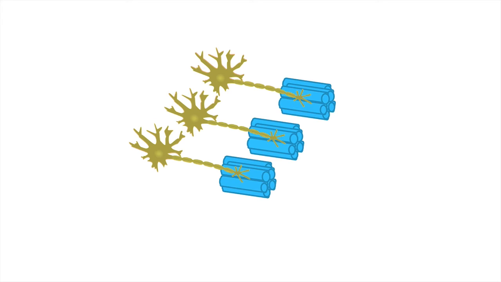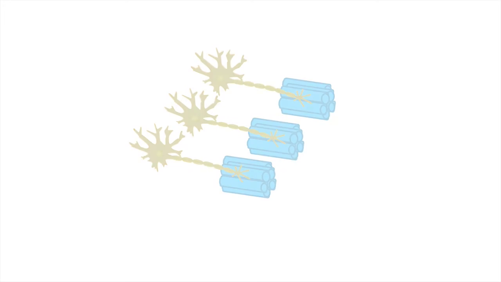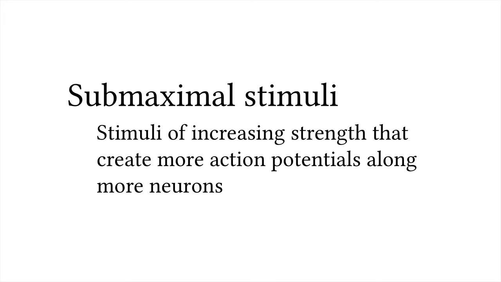The greater the stimulus, the greater number of action potentials moving down the axons of the motor neurons. When the stimuli are great like this, we call them submaximal stimuli. Submaximal stimuli are stimuli of increasing strength that create more action potentials along more neurons.